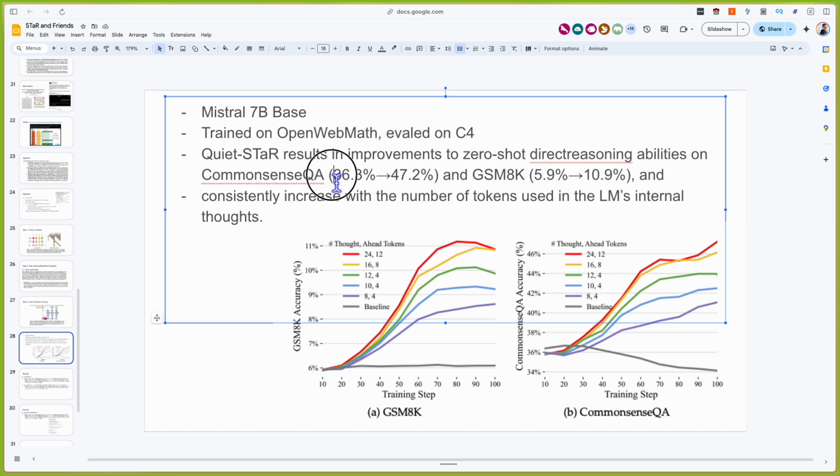So the people were asking, why isn't everyone doing this? Well, the improvement isn't that much. It's like 10% on CQA, 5% on GSM8K. Cool. I don't know if I'm supposed to be impressed by that.